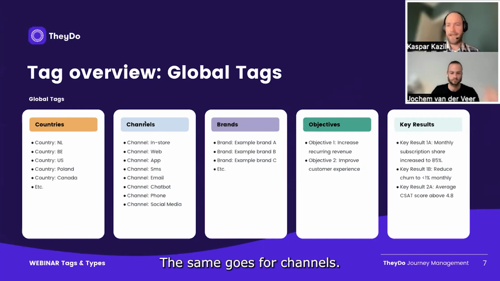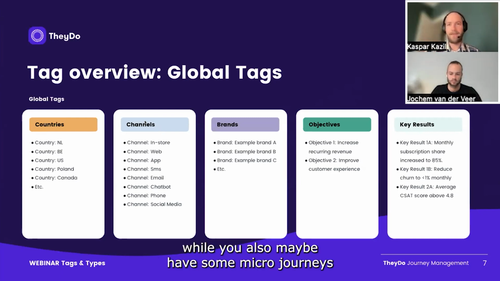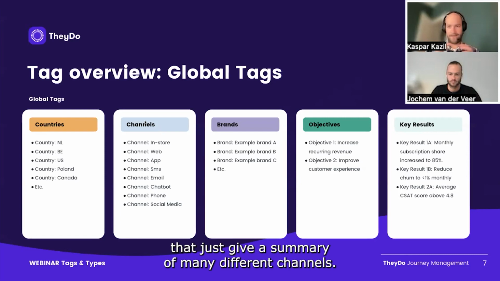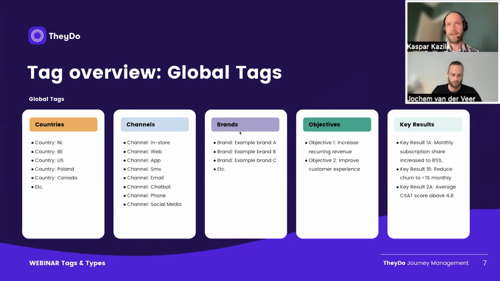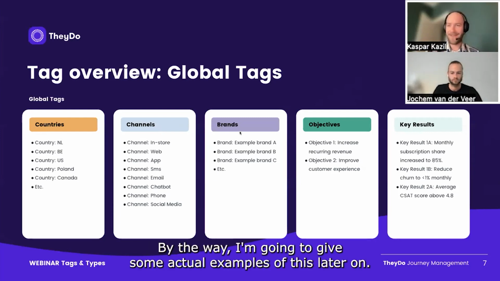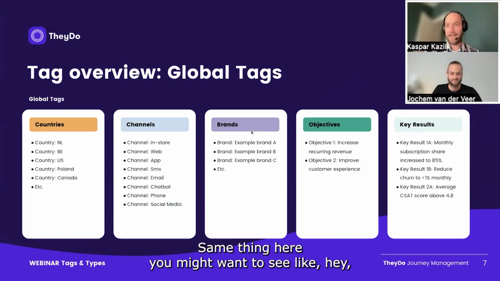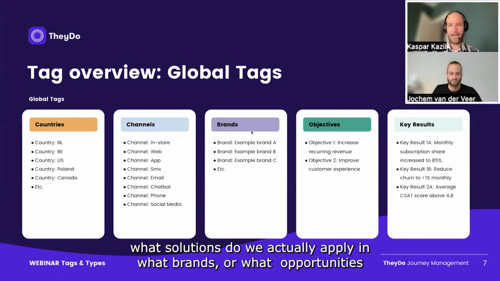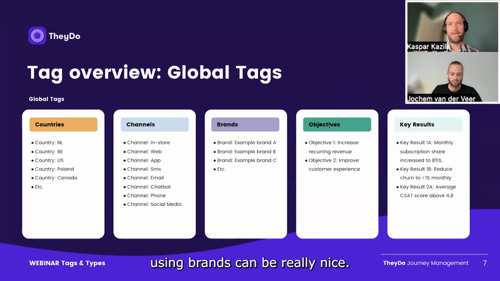The same goes for channels. You might have some journeys that are very channel specific, while you also maybe have some macro journeys that just give a summary of many different channels. So to map those types of things, channel tags can help a lot. By the way, I'm going to give some actual examples of this later on. So brands is another one. Same thing here. You might want to see, hey, what solutions do we actually apply in what brands, or what opportunities do we see that maybe overlap a few different brands that we have? To keep track of that, using brands can be really nice.